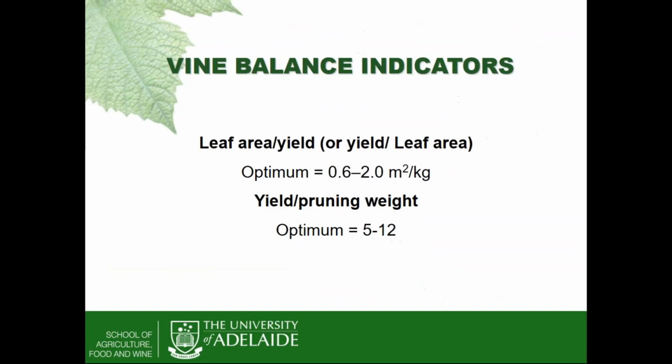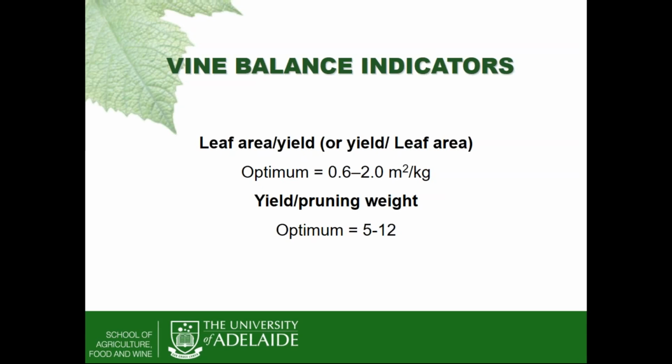There are other ways, and the most common that you'll find reported in the literature are vine balance indicators such as the ratio of leaf area to yield or yield to pruning weight. The optima for these two indicators that you will find in the literature is normally 0.6 to 2 for leaf area to yield and 5 to 12 for yield to pruning.